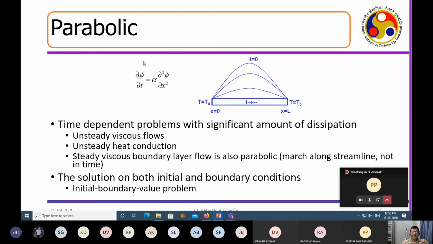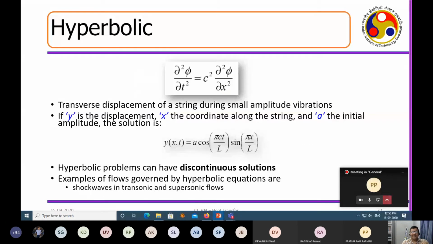As phi is replaced by T, you will get the lumped flow. Unsteady heat conduction, this is the equation. And the third one, del square T by del t square equals c square del square T by del x square. This is called the hyperbolic equation.